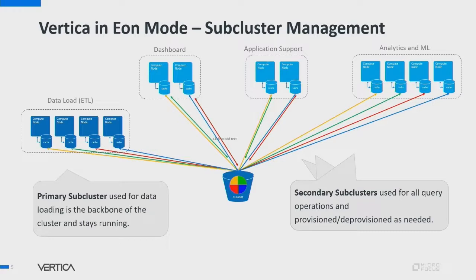In Vertica, there are two types of subclusters, primary and secondary. For the Vertica database to be up and running, more than 50% of the nodes in the primary subcluster should always be up.